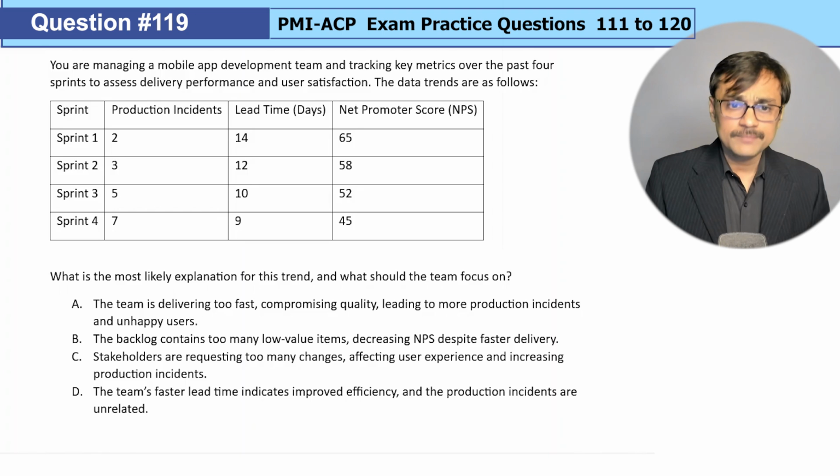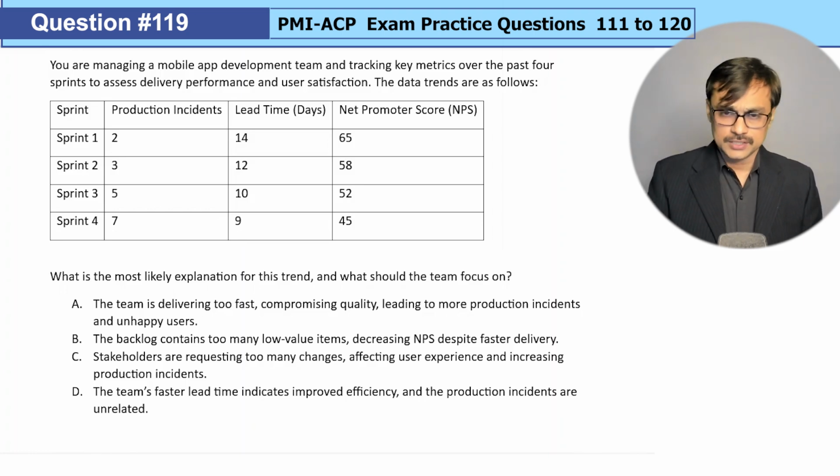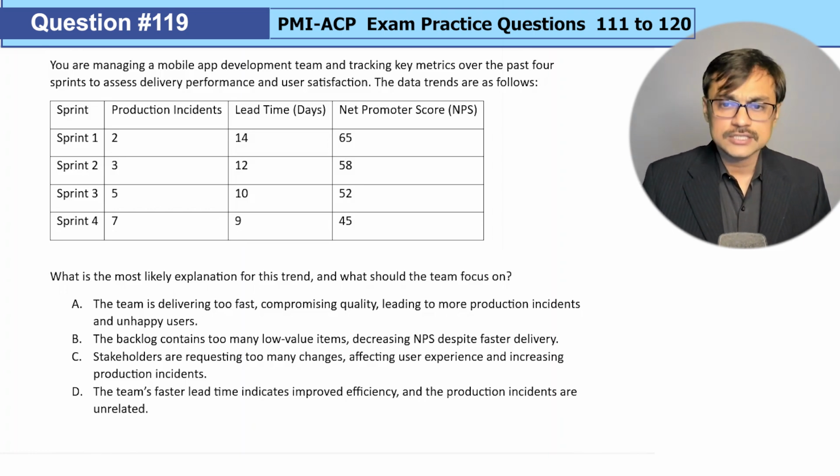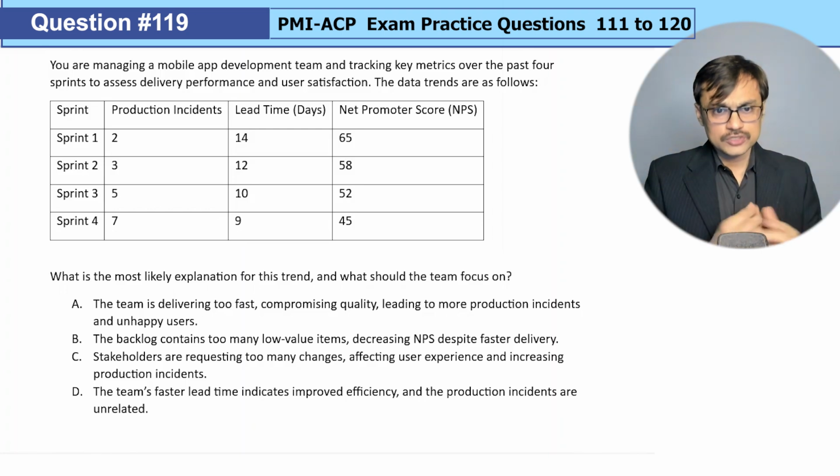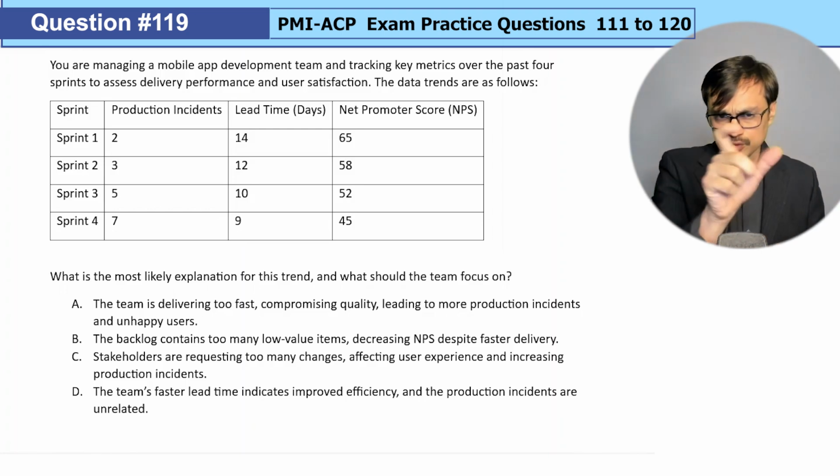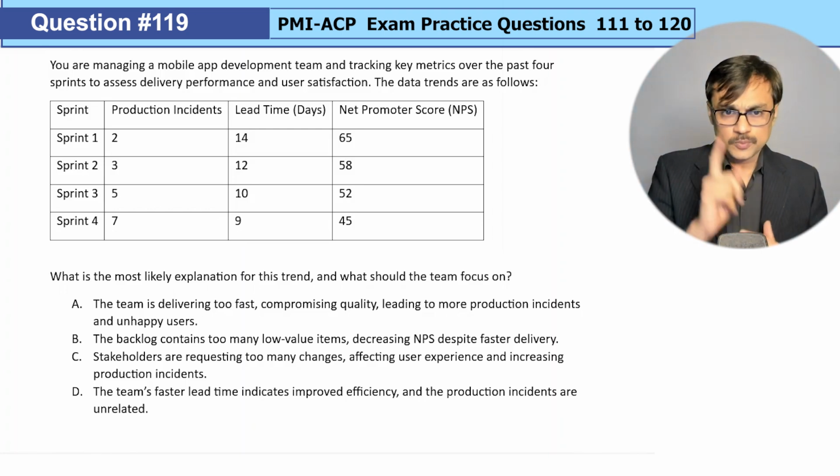Question number 119. You are managing a mobile app development team and tracking key metrics over the past 4 sprints to assess the delivery performance and user satisfaction. The data trends are as follows. So I have 4 sprints. I need to first see what all the metrics are: production incidents, lead time, net promoter score.